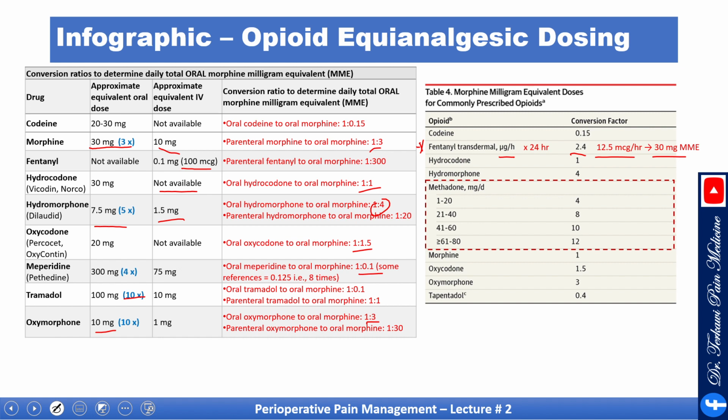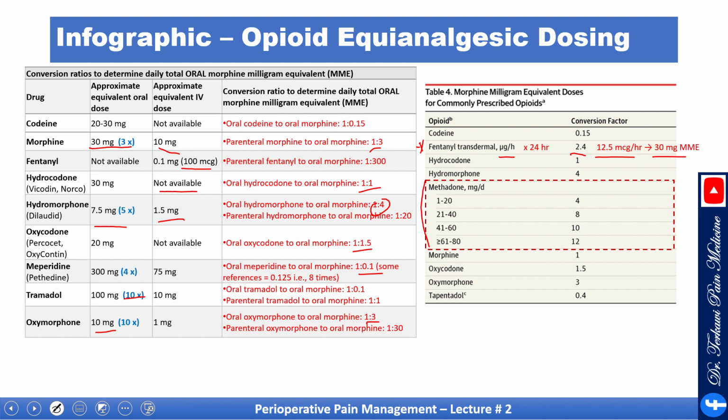Now, here, look at the methadone. The methadone, it's interesting and it's tricky. So the conversion changes as the dose increases. As the dose increases, the conversion gets different. So if your patient takes from 1 to 20 milligram per day, then it's 4. Between 20 and 40, it's 8. Between 40 and 60 is 10. And more than 60 is 12.